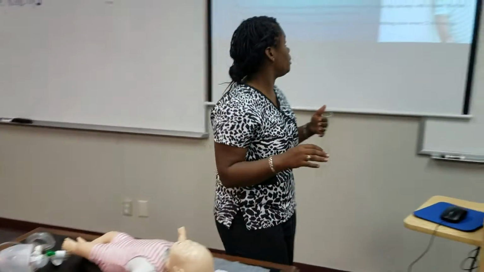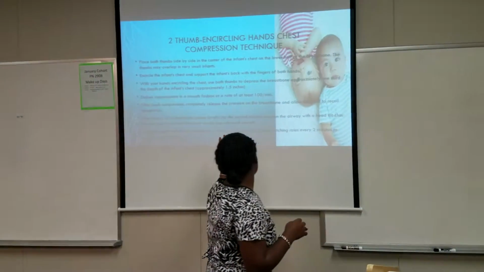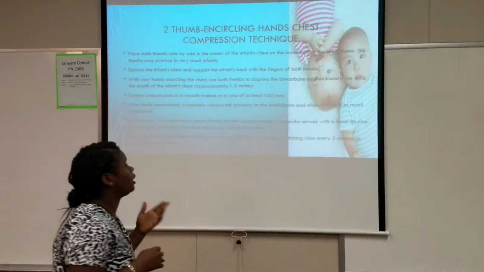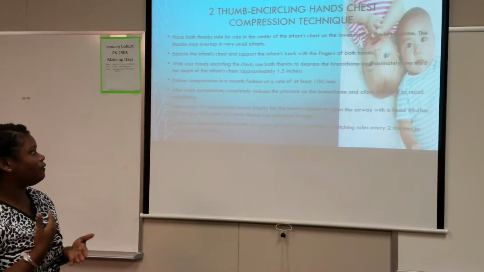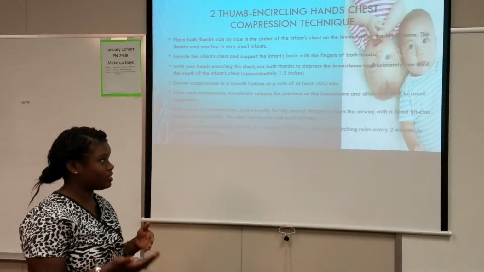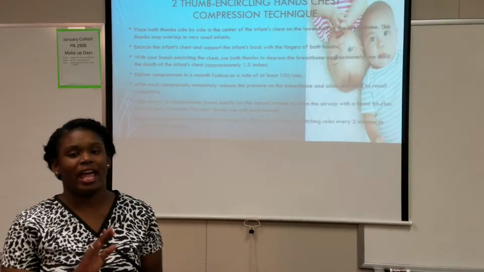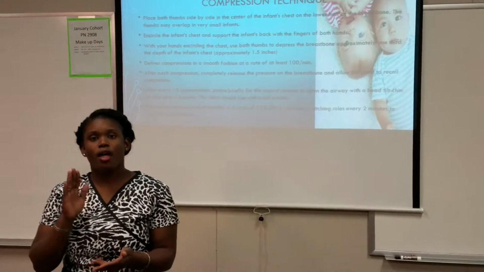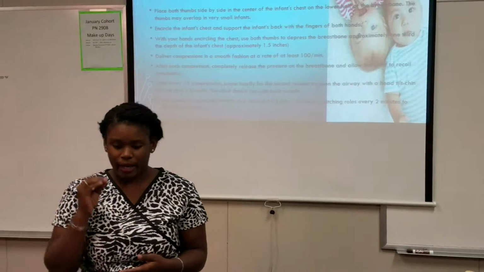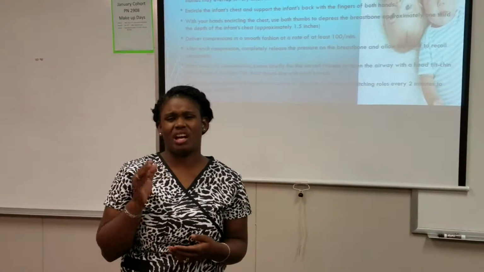Okay, and that was for 2 people. After each compression, completely release the pressure on the breastbone and allow the chest to recoil. After 15 compressions, pause briefly for the second rescuer to open the airway. It says head tilt, chin lift, but in infants, you do not do the head tilt, chin lift. Why? Because in an infant, it is possible that you can cut off their airway.